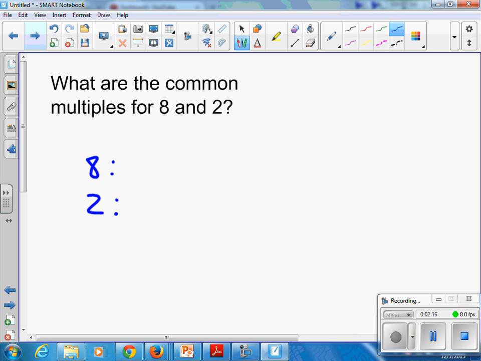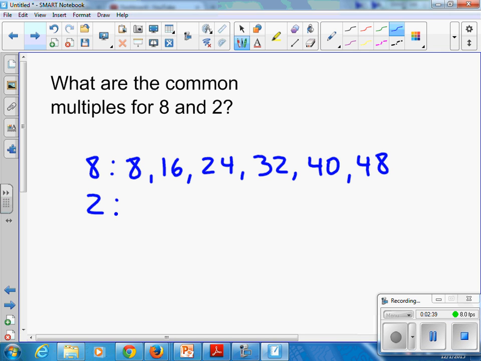So we're gonna list the first 6 multiples for 8. So we start with 8. Always start with the same number because the first multiple is multiply the number times 1, and any number times 1 is the same number. So the first one will be 8. Then we have 16. Then 24. Then 32. Then 40. Then 48. Now let's go to the multiples of 2. These ones are really easy, right? Counting by 2's. 2, 4, 6, 8, 10, 12.